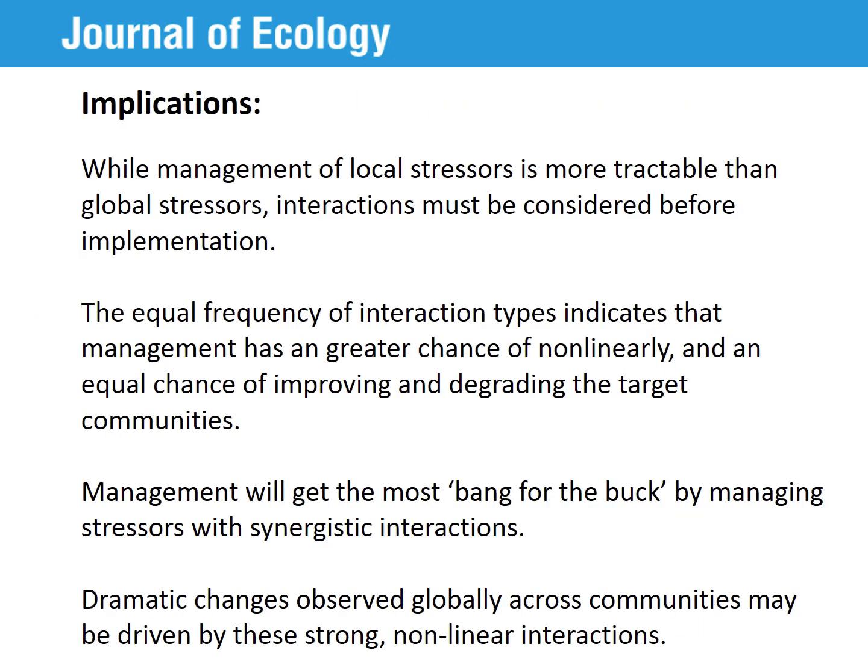So, what are the general implications of this research? First, while management of local stressors is more tractable than that of global stressors, interactions must be considered before implementation. The equal frequency of all three interaction types indicates that management of an interacting stressor has a greater chance of resulting in an unpredictable response than a predictable response, and that this unpredictable response is equally likely to improve as degrade the target communities. On a positive note, management will get more bang for the buck by managing stressors with synergistic interactions because this will have a nonlinear, greater than predicted response in the target community.